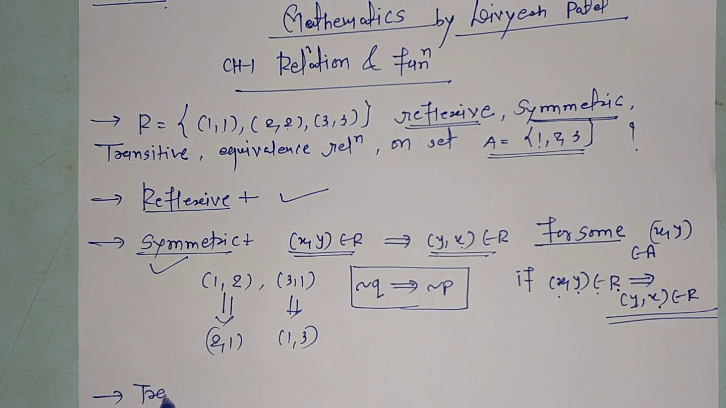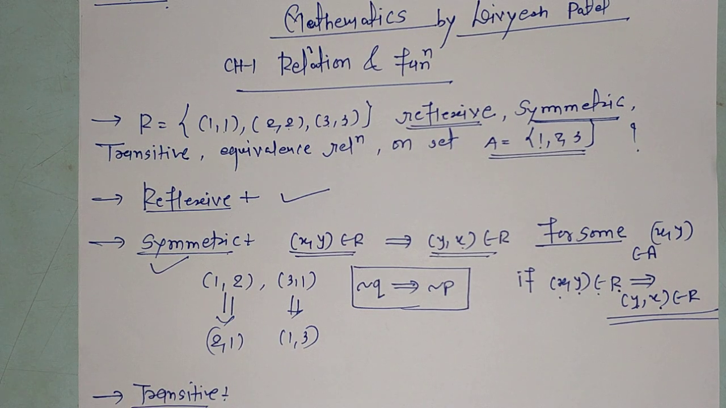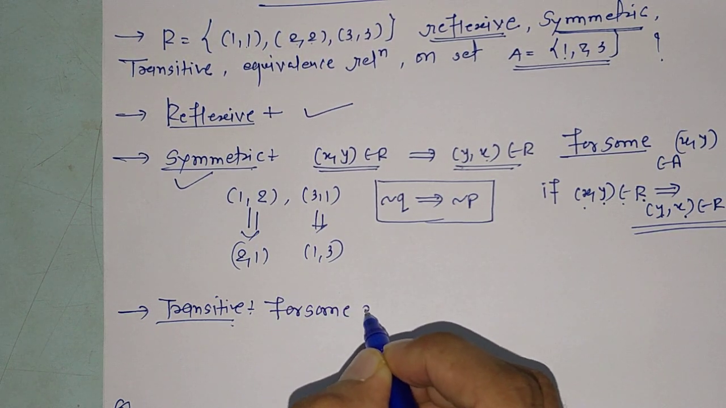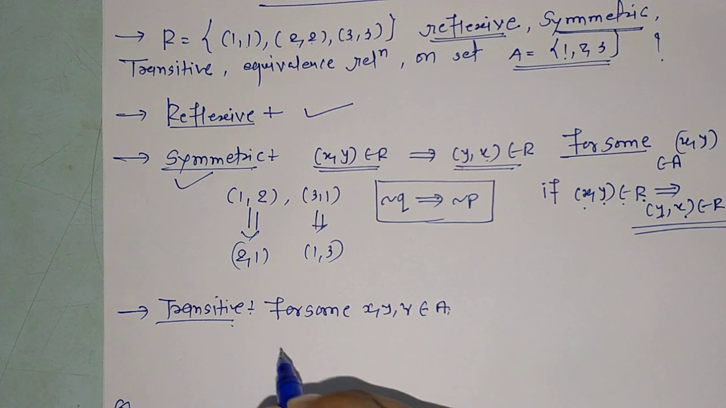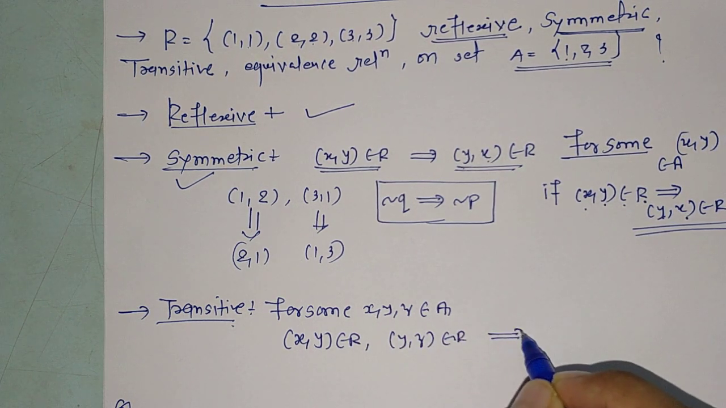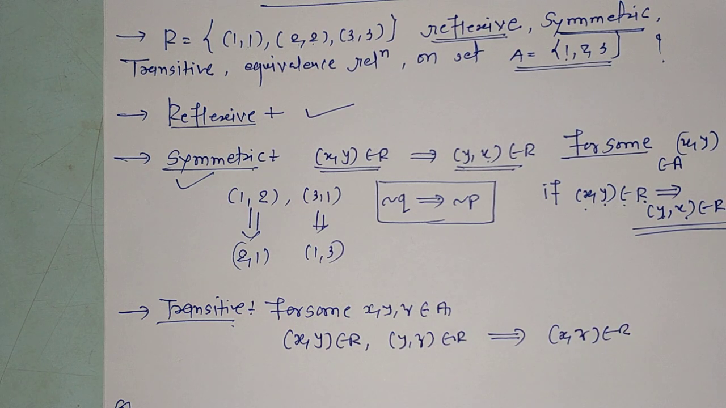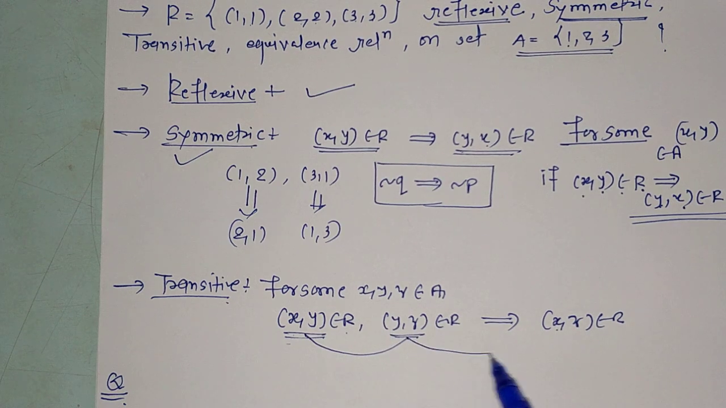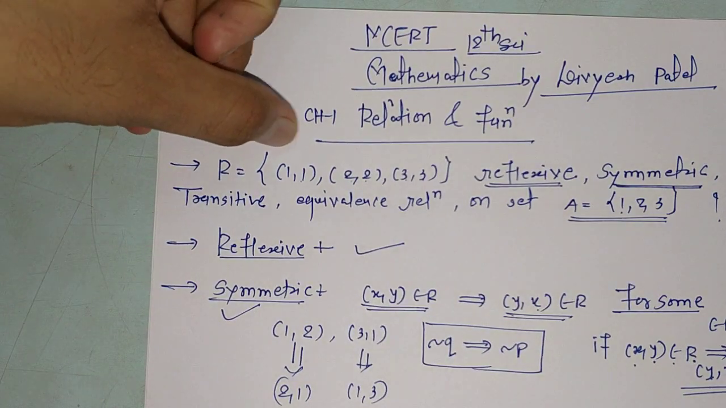The last property is transitivity. For a transitive relation, the definition says that for some x, y, z belongs to A, if the ordered pair (x, y) belongs to R and the ordered pair (y, z) belongs to R, then it must imply the ordered pair (x, z) belongs to R. If we find such a pair, then this pair must be in the relation, and only then can I say that the relation R is transitive. But if you observe, there is no such kind of pair in R.